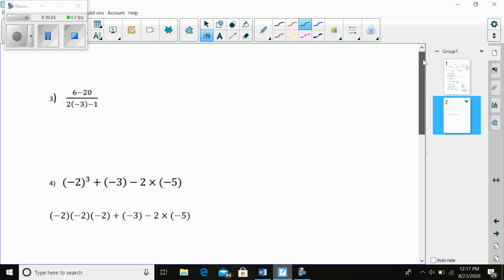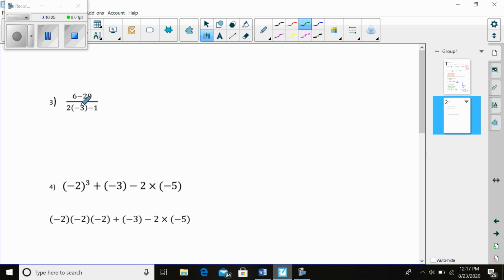Now, when you see the problem written in this format, the fraction bar naturally forms parentheses. Put this in parentheses, put this in parentheses. So I do that numerator first, I get negative 14. Then in the denominator, I'd better do my multiplication first, so then I'll get negative 6 minus 1.